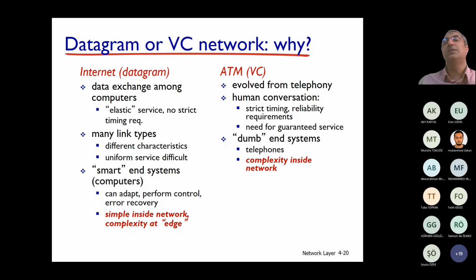But the end systems in this case are not smart compared to datagram networks. They're kind of dumb end systems, like this phone at the office, where you can dial and talk to each other, and you cannot do any kind of processing like computers. So in summary, in this case, the complexity is put on the network core and the simplicity is on the end system. The end systems, the telephones, are simple, but the network core is complex in this case.